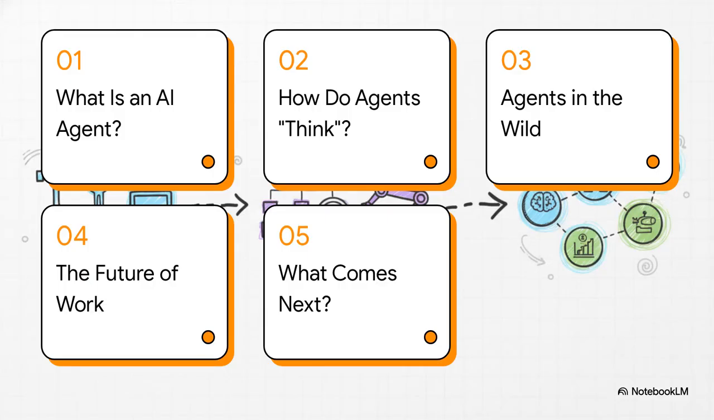So here's how we're going to break this down. First, we'll define what an AI agent actually is and what makes it so different. Then we're going to peek under the hood a little to see how they think. After that, we'll look at some real-world examples, explore the huge impact this is going to have on work, and finally, we'll look ahead at what's coming next.